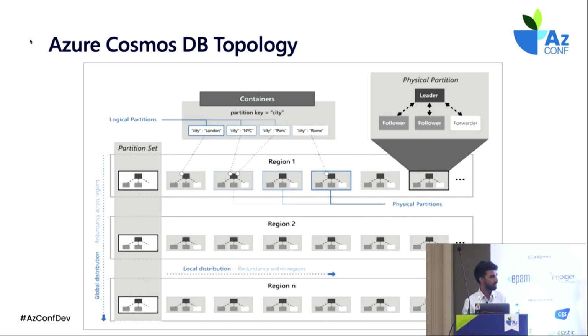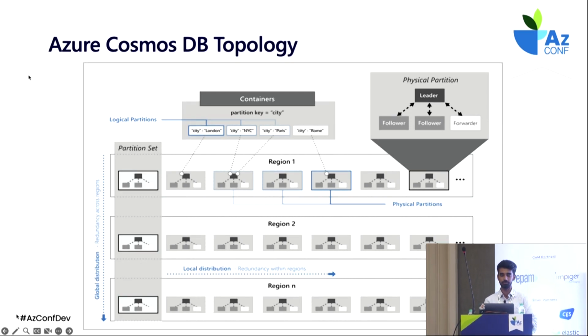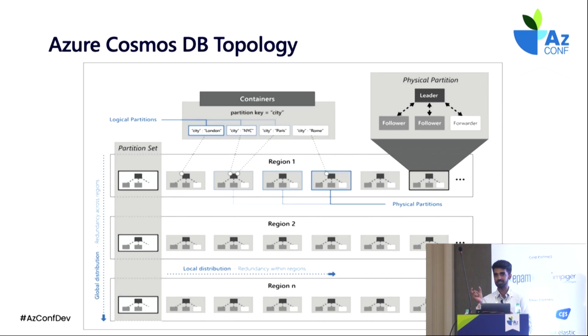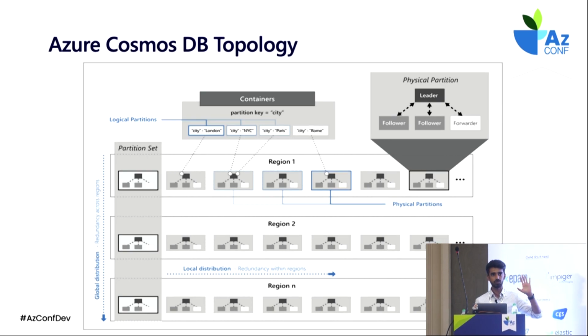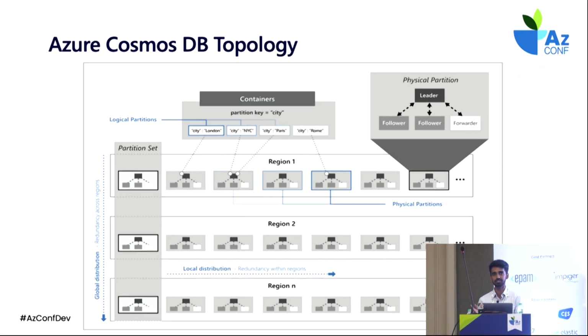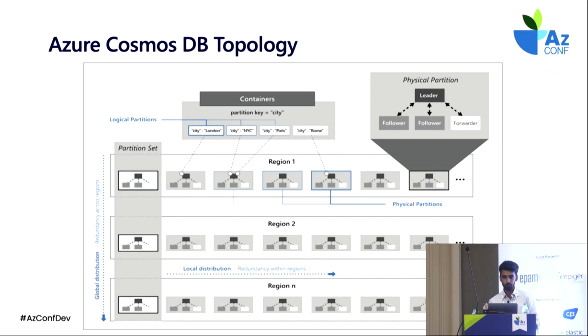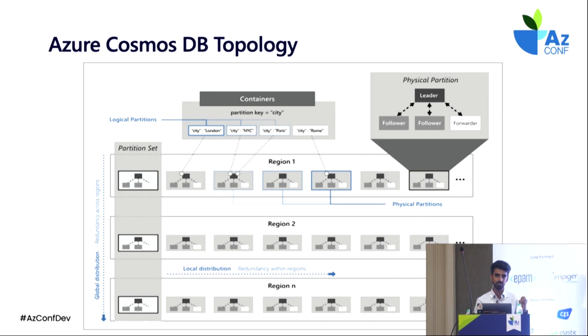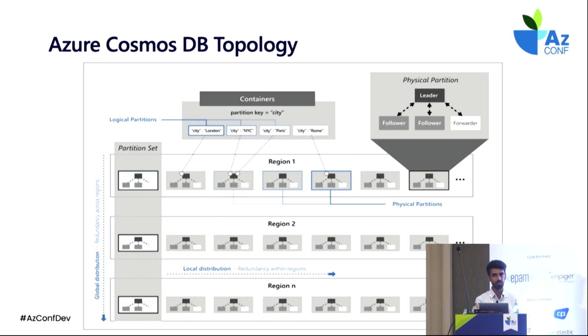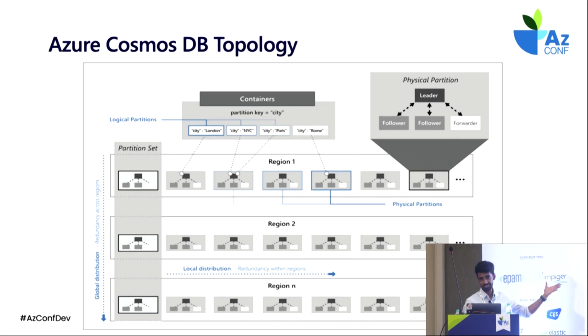I don't have a way to highlight, but let me put it this way. When you create a container in Cosmos DB, you must provide a partition key. Is everybody aware of that concept? Cosmos DB completely works on the partition key concept, right? So the partition key defines the logical partitions. That's how we group the data. All these documents are eventually stored in physical partitions. So you provide a partition key. In this case, it's a city.